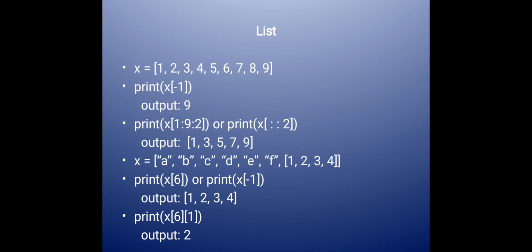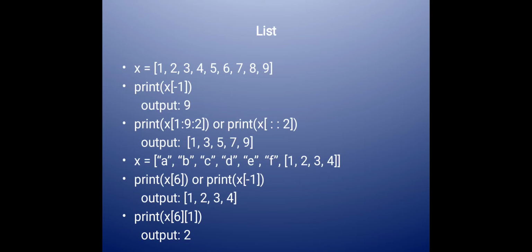And in the case of a list, we can also include a list as an element in a list. That means nested listing is possible. So here x is equal to a list of values a, b, c, d, e, f and again a list of 1, 2, 3, 4. So here print of x of 6 will be what? The sixth index is pointing to the list 1, 2, 3, 4. So here the output will be 1, 2, 3, 4. Print of x of minus 1 will also be 1, 2, 3, 4, a list.